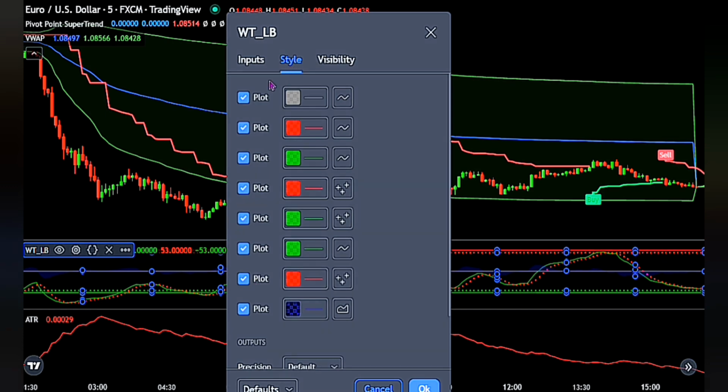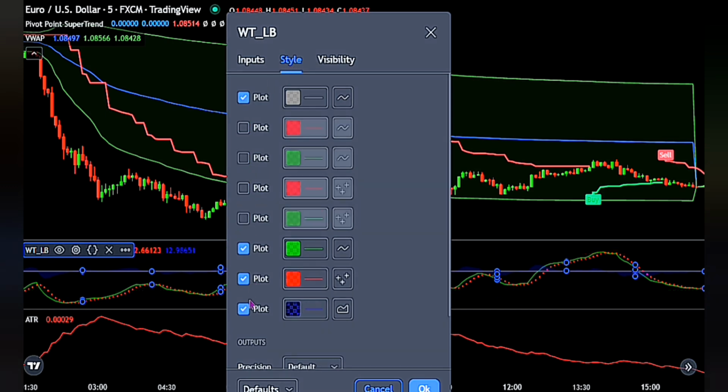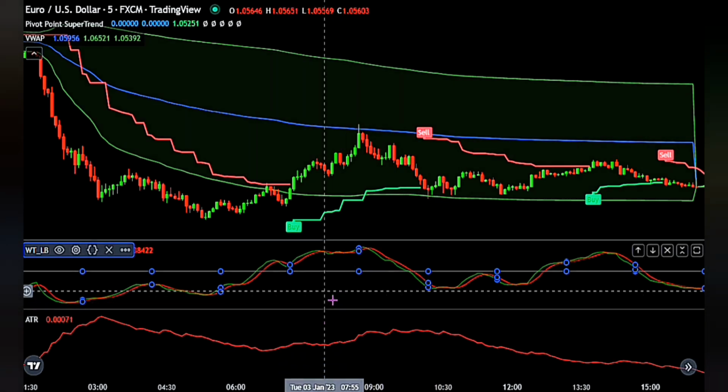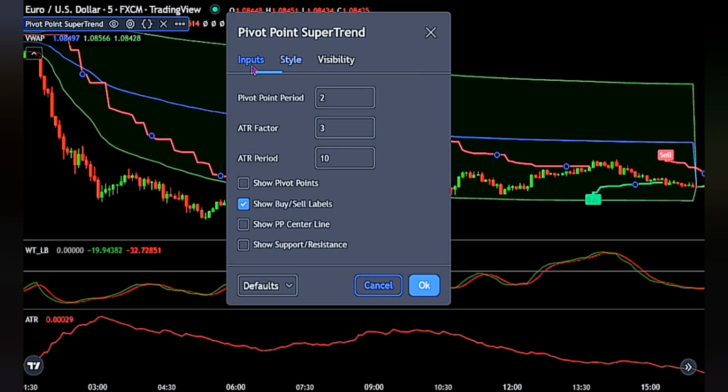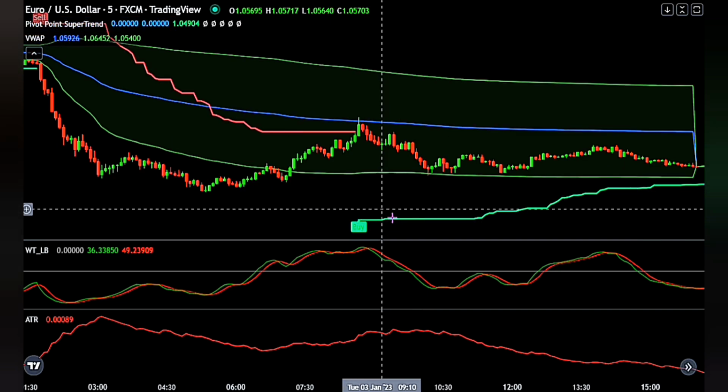On the style, I want you to untick these plots. Then change this to line. And that's all for this indicator. Click the OK button when you are done. And for the last indicator, double-click on the pivot point super trend. On the input, I want you to increase the ATR factor to 9. Now click on the OK button once you are done. And that will be all for the settings.